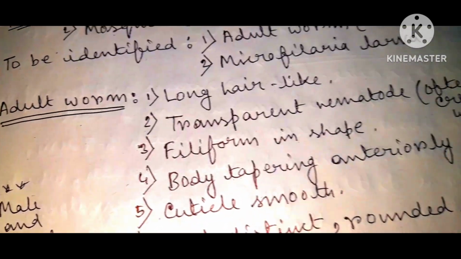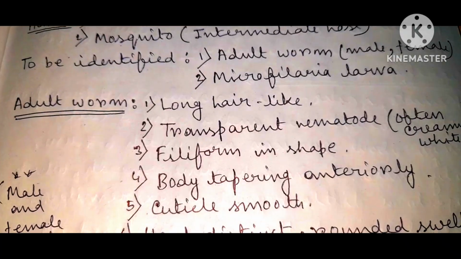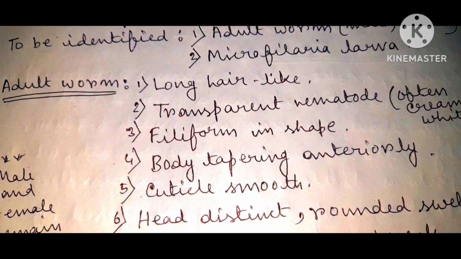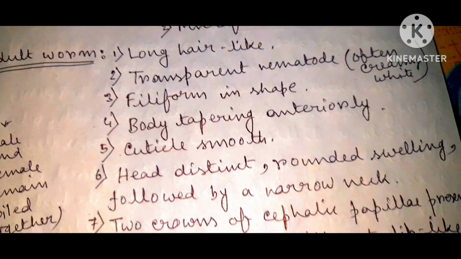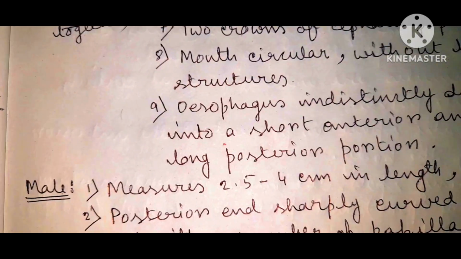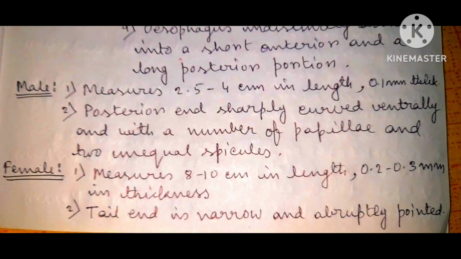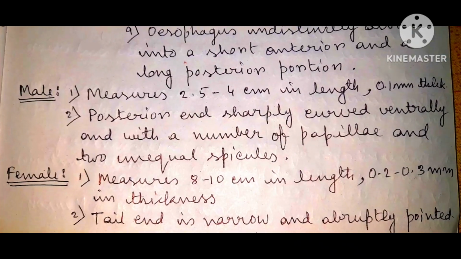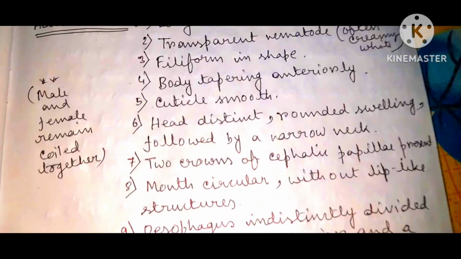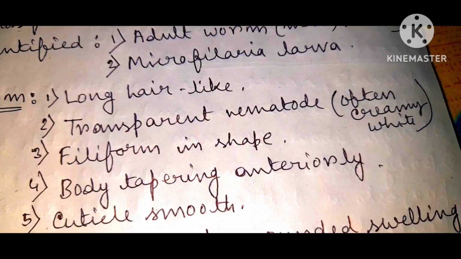Now come to the description, the identifying characters of the adult worm. First of all, I am going to discuss the adult worm description, which is common to both male and female. After that, I am going to discuss the sexual dimorphism characters of male and female of Wuchereria bancrofti. Now, adult worm identifying features.